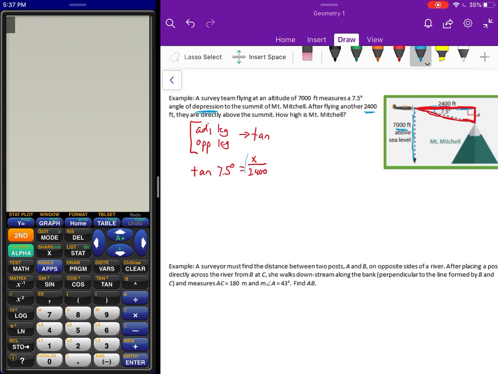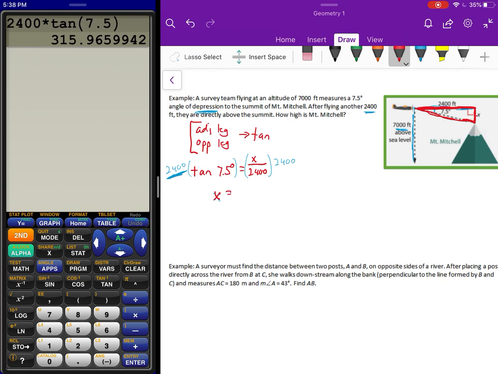Tangent of 7.5. Now, if you're getting better at your calculator, to solve for x, really, we just know we have to multiply both sides by 2,400. And you can put this right in your calculator as is. So I'm going to show you how you can do this. It's the quickest way to do it. You just have to be careful. It does help to start with the 2,400. Less mistakes are made. And I can show you where mistakes are made sometimes, but we have 2,400 times tangent of 7.5. And so x is 316 feet.